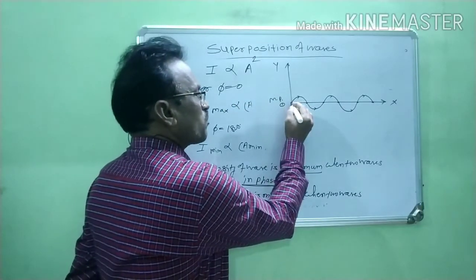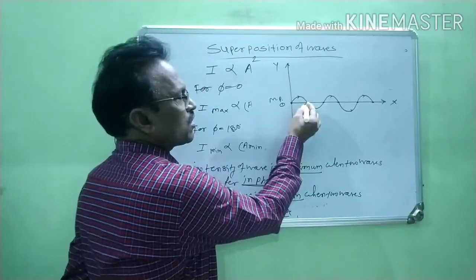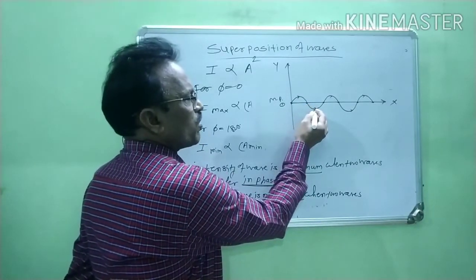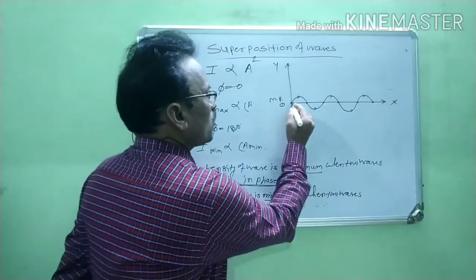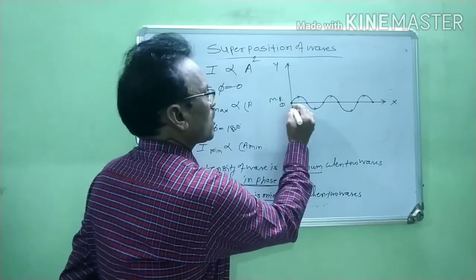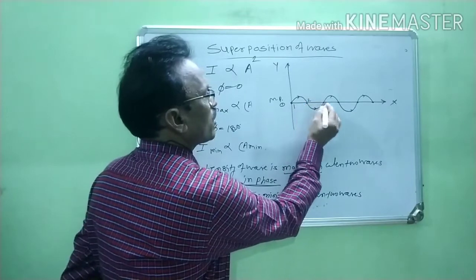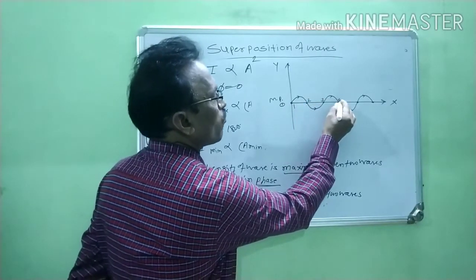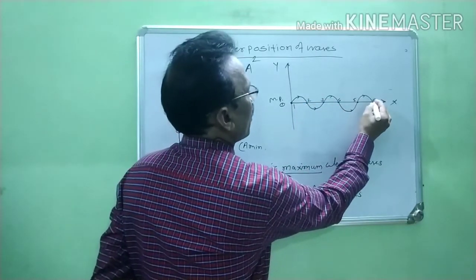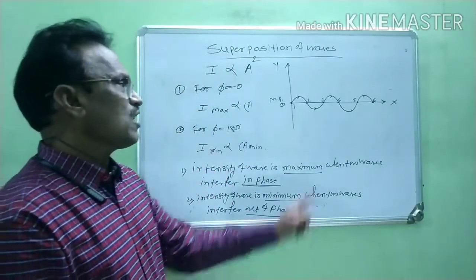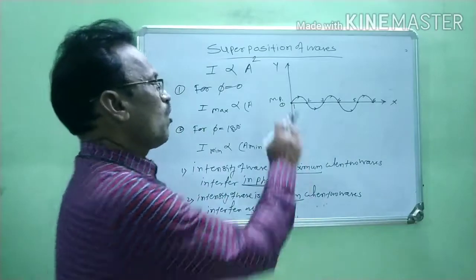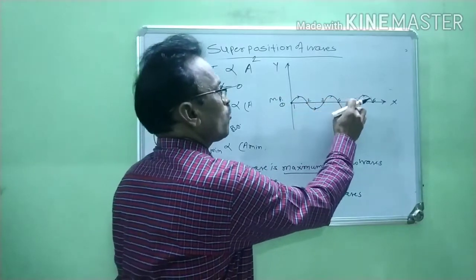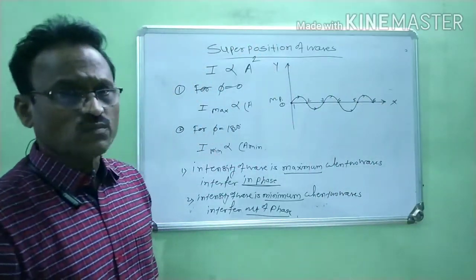Now this first particle starts at the mean position, right? Again it vibrates in the downward direction. Again it returns back to its mean position. Now we consider this is the first point, second point, third point, fourth point, fifth point, and sixth point. How many points are there on this mean position? 1, 2, 3, 4, 5, 6 points are there, right?